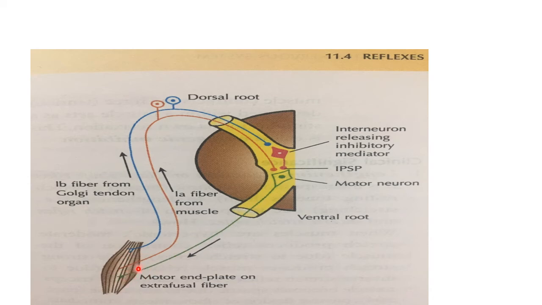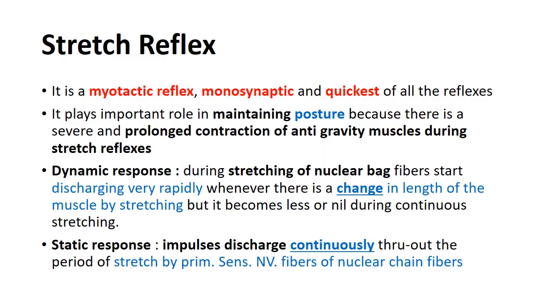So these are the 5, and in the monosynaptic reflexes, the receptor is muscle spindle. It is not Golgi tendon organ. It is muscle spindle, which is mainly responsible for this. So this is an introduction to the reflex. The receptor for the stretch reflex is muscle spindle. It is a myotatic reflex. It is a monosynaptic reflex and the quickest reflex.